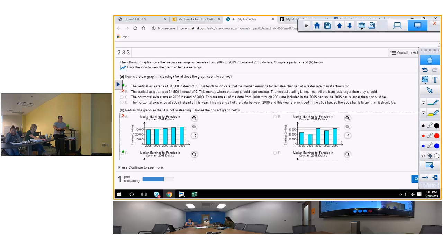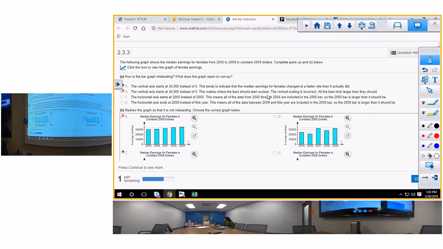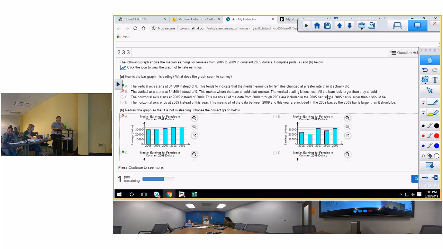How is the bar graph misleading? Okay. The vertical axis does not start with what? 0. This makes the bars start unclear. The vertical scaling is incorrect. All the bars look larger. Change to indicate the female change.